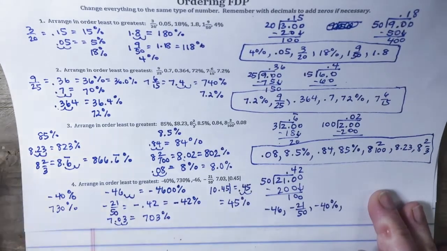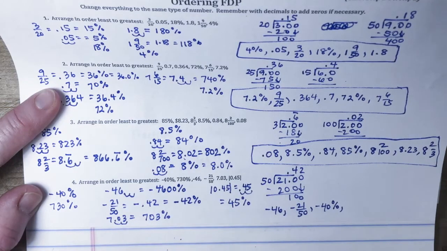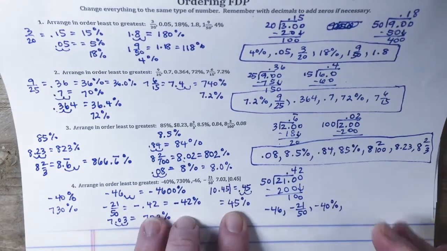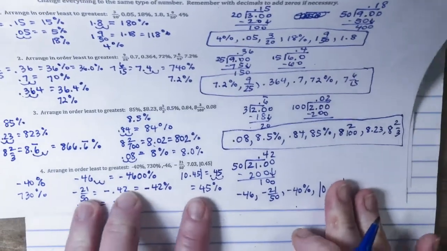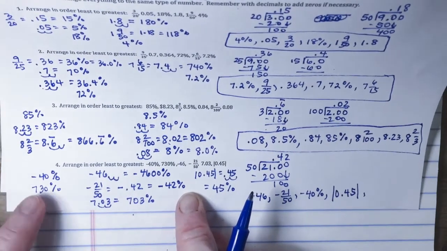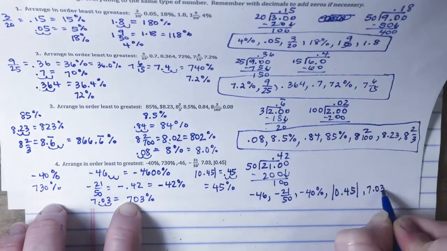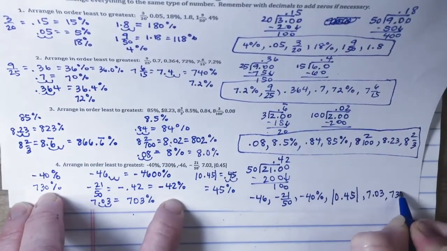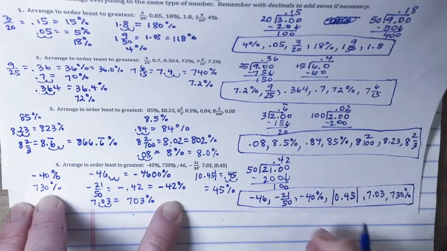All right, and now I switch to positive numbers. And so I'm going to start with my smallest positive and then get larger. So of the positive numbers I have 730, 703, and 45. Well, 45 is smaller than 700. It started off as the absolute value of 0.45. And then of the 2 left, I have 730 and 703. This one's smaller, so 7.03. My last one is 730%. Right? So that is least to greatest ordering rational numbers.